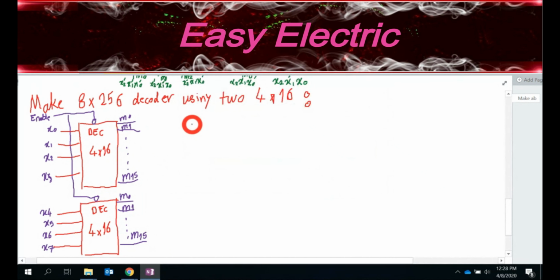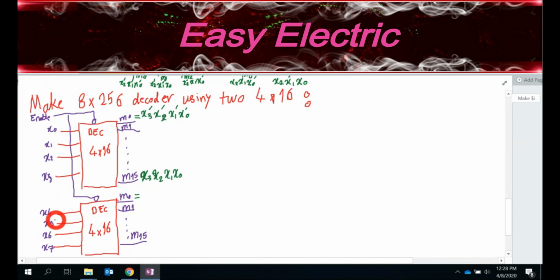I just write a couple of them, maybe 2. So what is the M0 based off what you see as an input here? For M0, you have x0, 1, 2, 3. Minterm 0 should be x3, x2, x1, x0, all of them prime, right? And what should be the M15? It should be x3, x2, x1, x0.